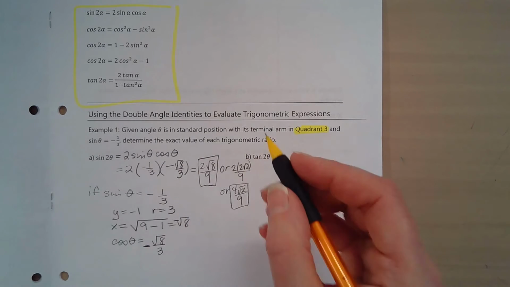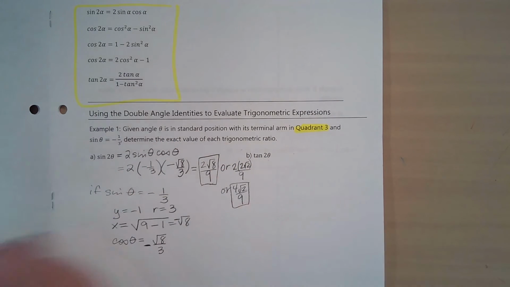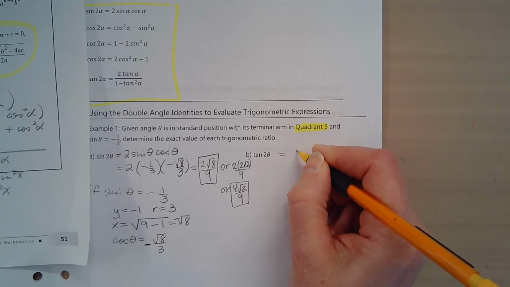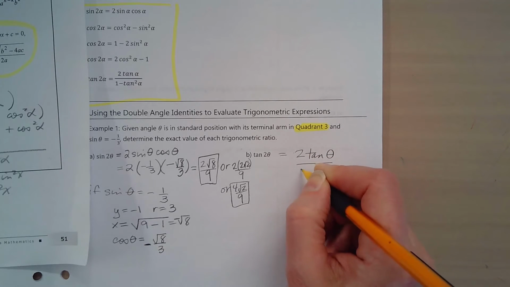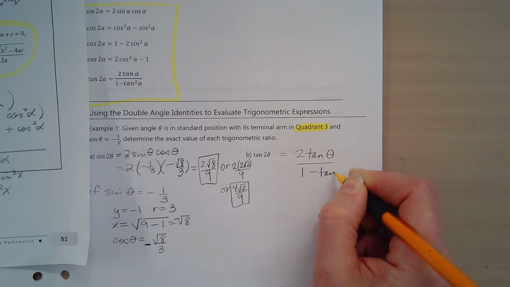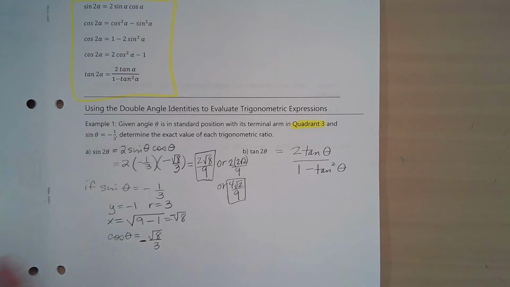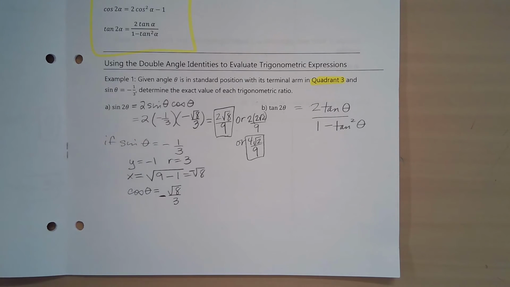What about tan 2 theta? Now, it's the same question, so we use the same info. Remember, cos is the only confusing double angle. Tan, there's just one version, so tan double angle is 2 tan theta all over 1 minus tan squared theta. All right, so give it a go. See if you can figure out what tan theta is and then plug it into the formula correctly.